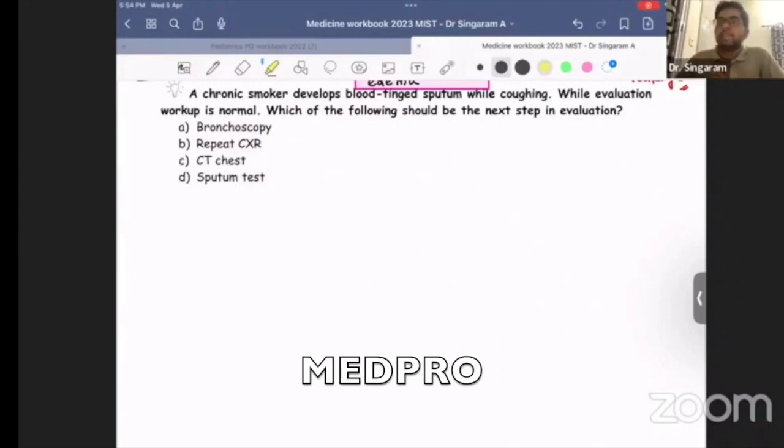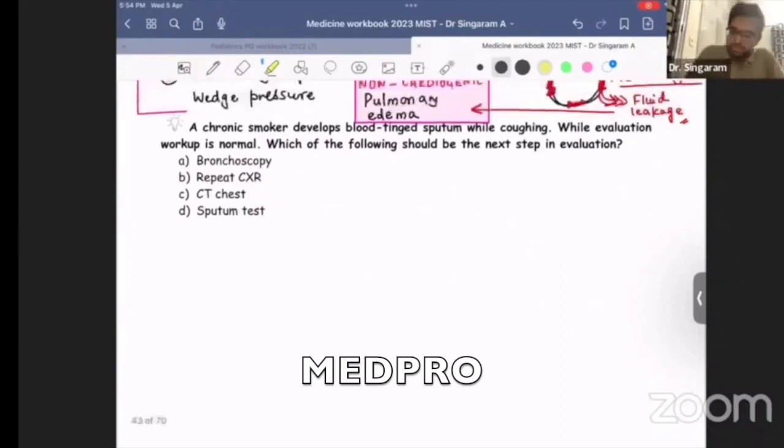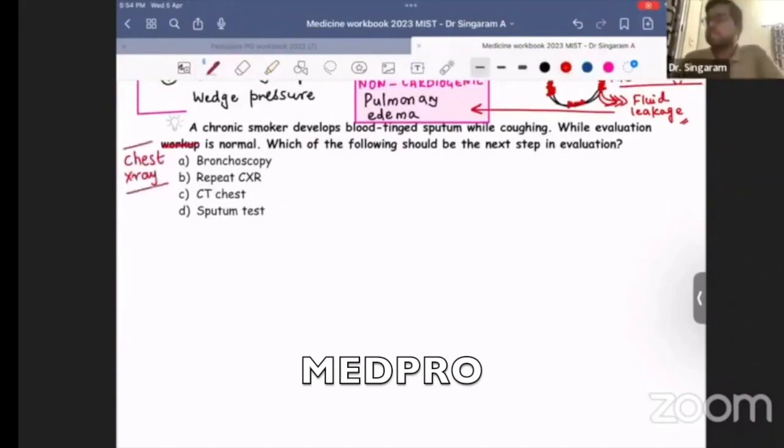You have a chronic smoker who develops blood-tinted sputum while coughing. While evaluating, sorry, this question, please write it. Not workup is normal. Please write, change one thing. Chest X-ray is normal. Please write that. Chest X-ray is normal. While you are evaluating the patient, chest X-ray is normal. Which of the following should be the next step in evaluation of this patient? This was a question which came in the 2023 January exam.